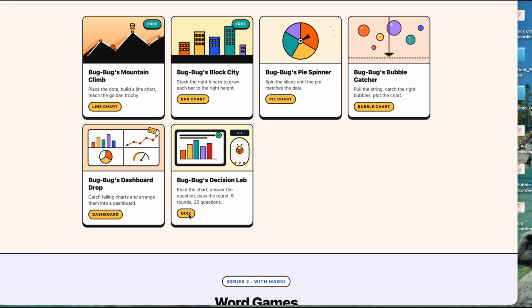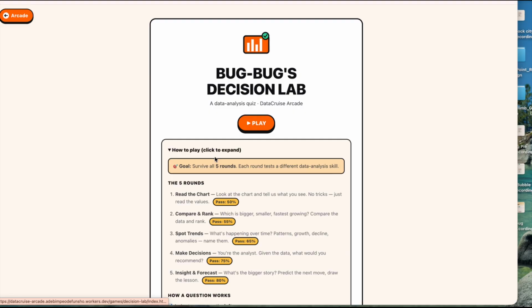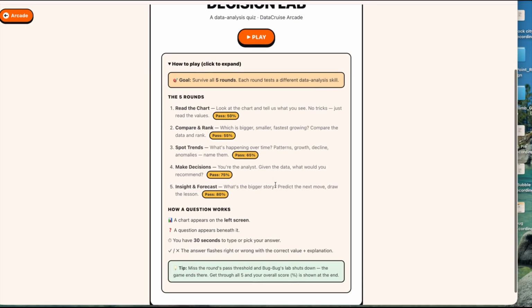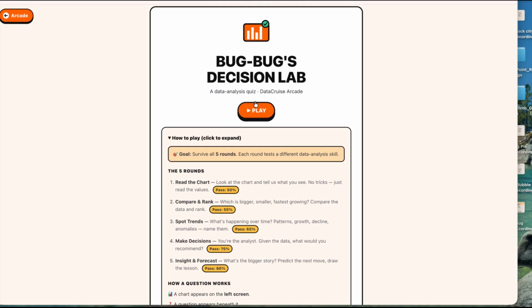To get started, head to Data Cruise Arcade and scroll down to the Chart Games section. Click on Decision Lab and you'll land on the title screen. Hit the orange Start button to begin. Before you dive in, check out the How to Play guide.